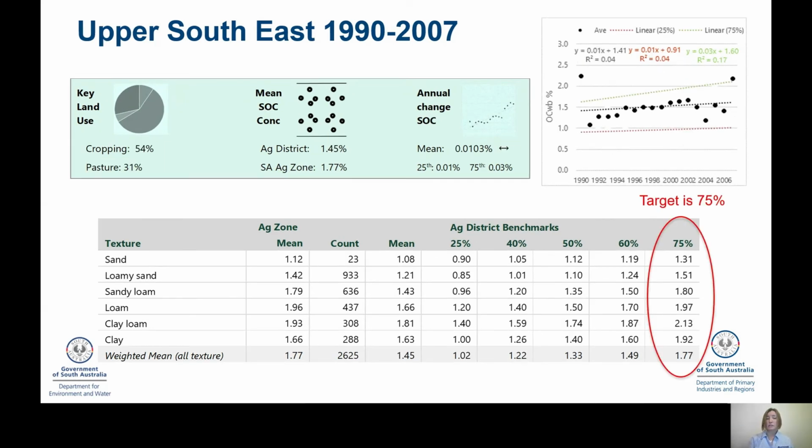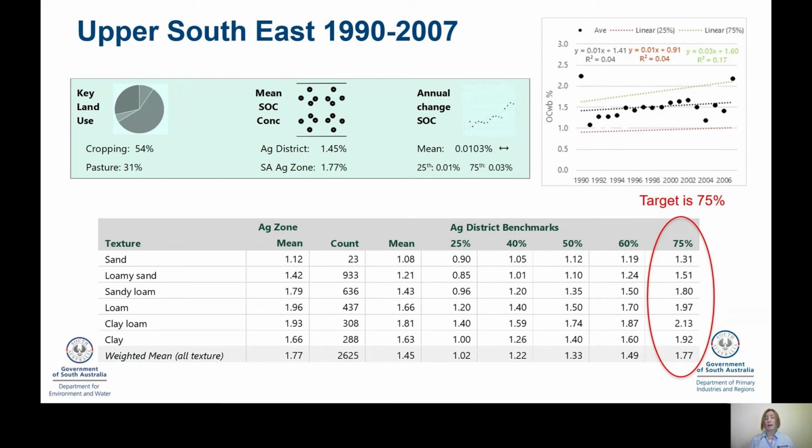Here we've got the upper southeast results. So we have cropping, so it's switched over. We've got a predominant soil test results from cropping is 54% and pasture is 31%. You notice that the ag district here is 1.45, so it's lower than the state ag zone average. And that really has to do with that amount of cropping rather than pasture.